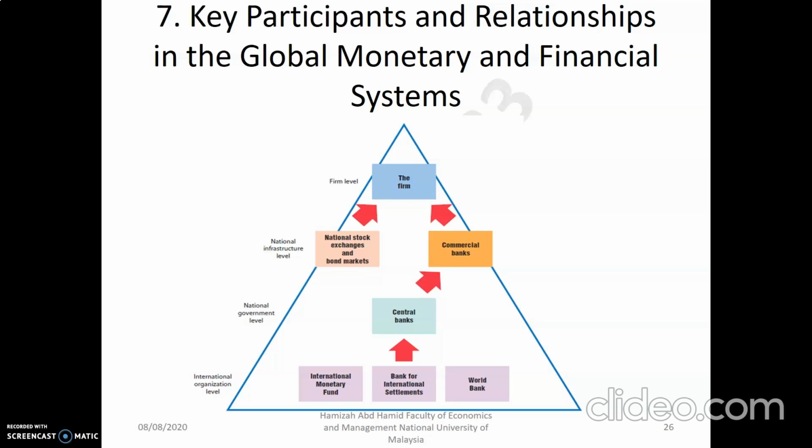Next is the national government level. National government level only has one institution, which is the central bank. Next, we have international organization level. Three main organizations here: the International Monetary Fund, Bank for International Settlements, and also the World Bank.